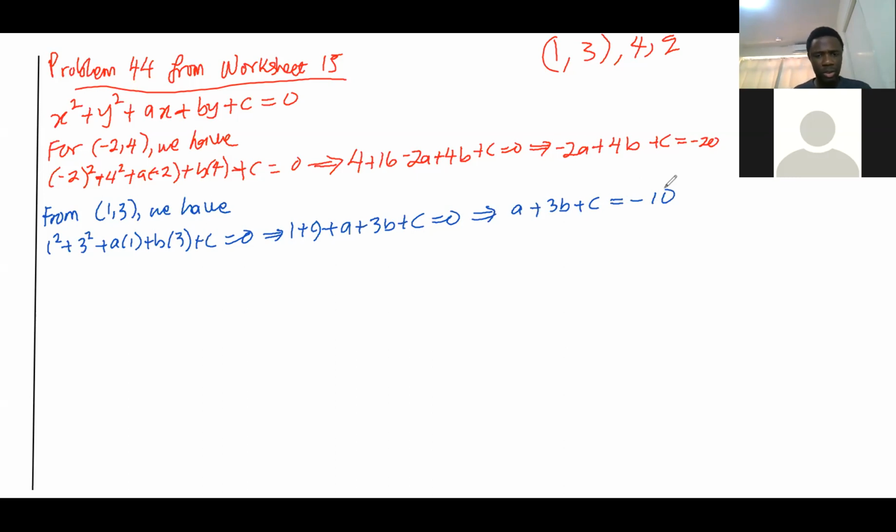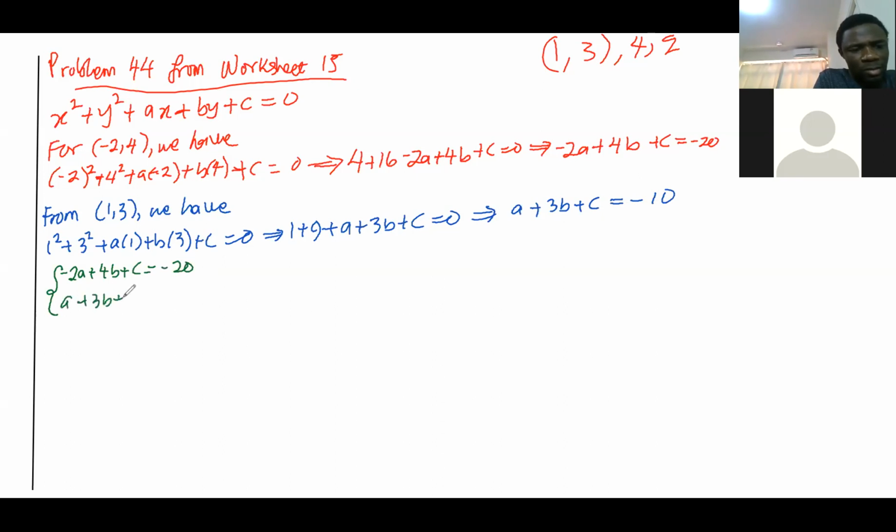So find two equations in terms of a, b, c and solve the system. All right. I've just found the two equations. So we're going to put them together now. So the system is -2a plus 4b plus c equals -20, a plus 3b plus c equals -10, in augmented matrix form.